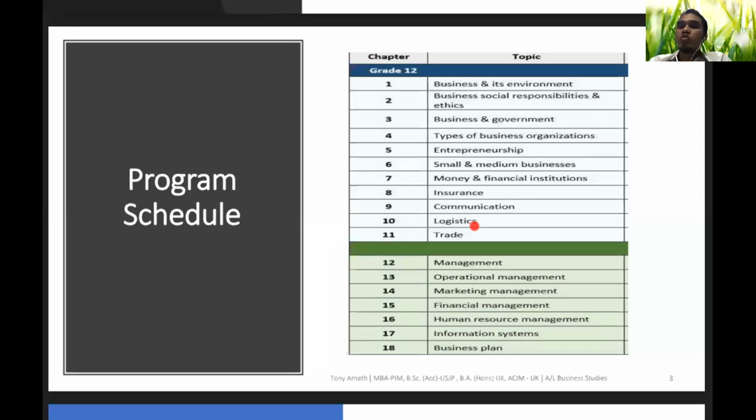When it comes to the grade 13 syllabus, I would say there are a few number of chapters: management, operations management, marketing, finance, HR, information, and business plan. Clear? So this is how your syllabus looks like.